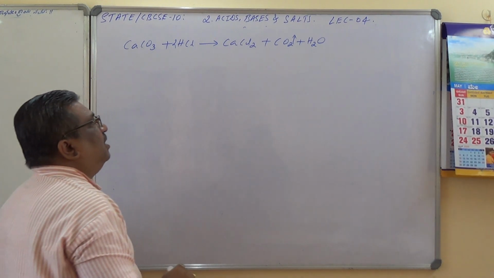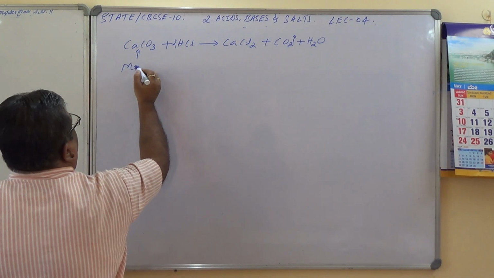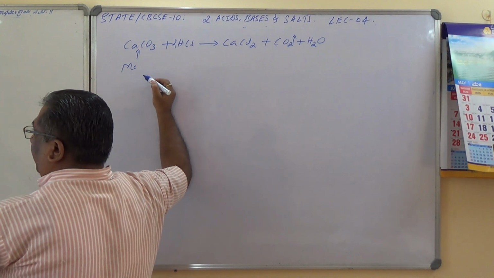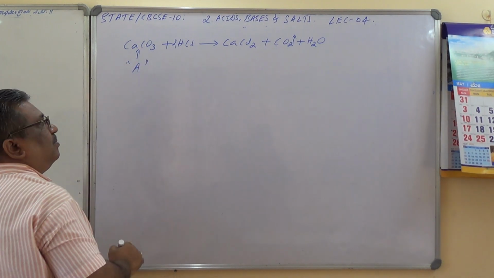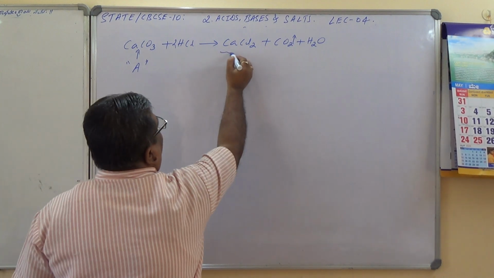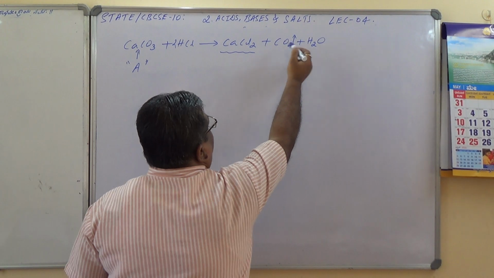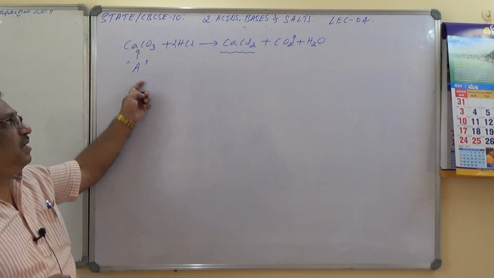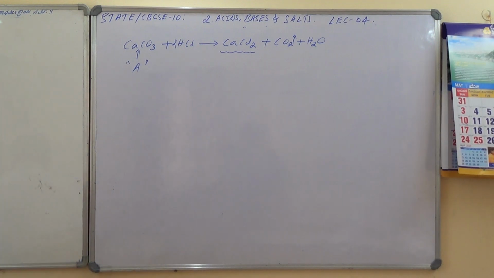So this is 2HCl, CaCl2, CO2, H2O. Correct, it is balanced. So what is this metal A? Not metal, compound A. Compound A is calcium carbonate, because one of the products formed is calcium chloride. So carbon dioxide is the evolved gas which extinguishes the fire. This is the chemical equation for the reaction. Next question.